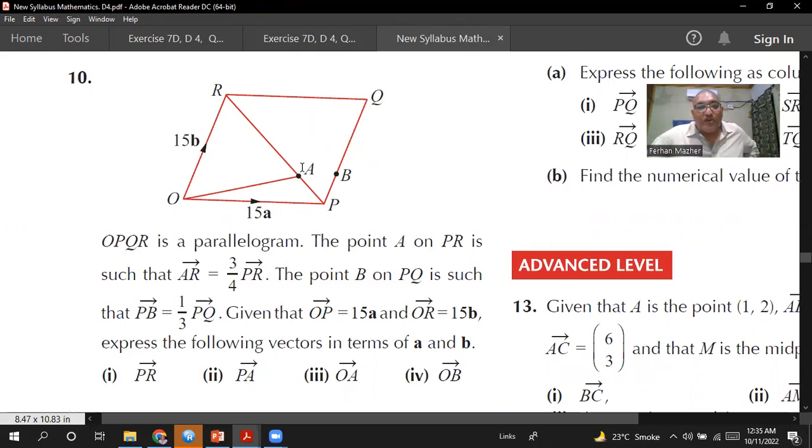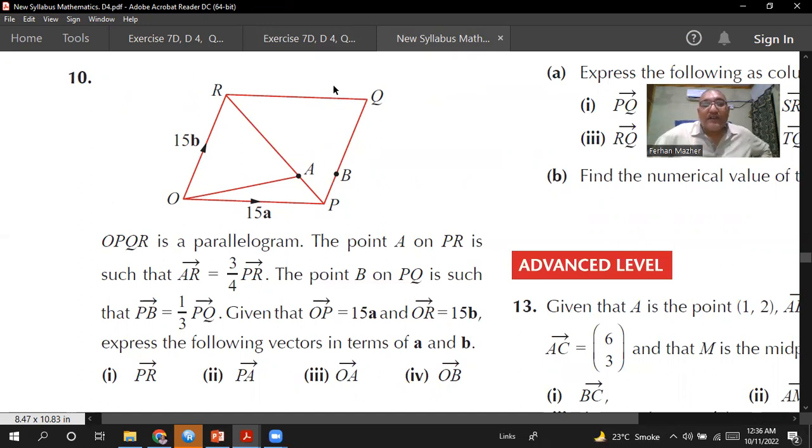The point B on the PQ is such that PB is 1 by 3 of the PQ. So PB by PQ is 1 by 3. That means this is 1, the whole thing is 3, so this portion is 2. So this is 1, this is 2, the whole thing is 3. So this is 15B, this whole P to Q is also 15B, O to P is 15A, R to Q is also 15A. That's due to the parallelogram.